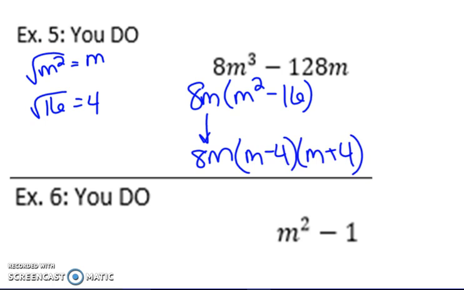And keep in mind that GCF is very important to our problem. We cannot just make it disappear. Our answer is not the same if that 8m is not there. Technically, you're not correct.